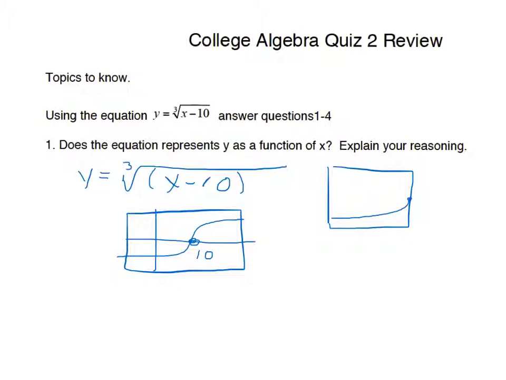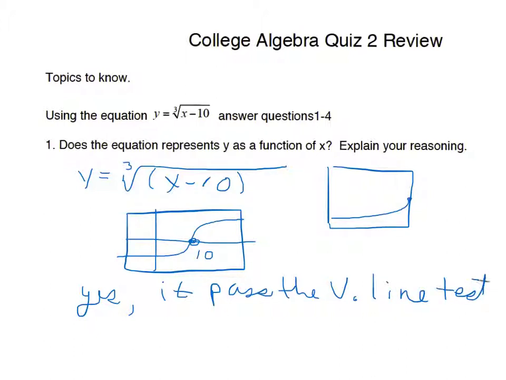Now, using your vertical line test, you could put a line across this, and you would realize that as you went across the domain, you only touched it once. So, what is your answer? Does it represent y as a function of x? Your answer is yes, it does. Okay, and explaining your answer, you could simply say it passes the vertical line test. Okay, and that is it for question number 1.